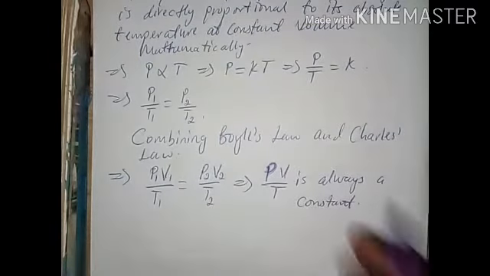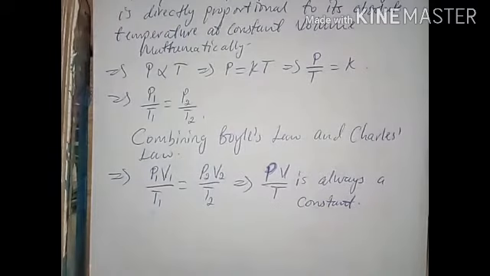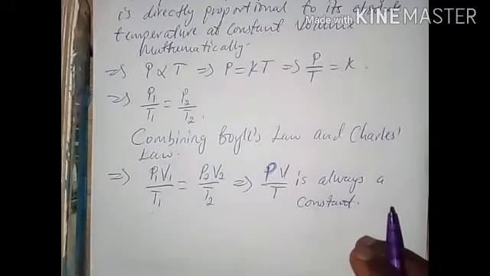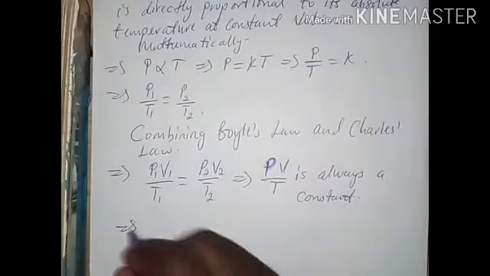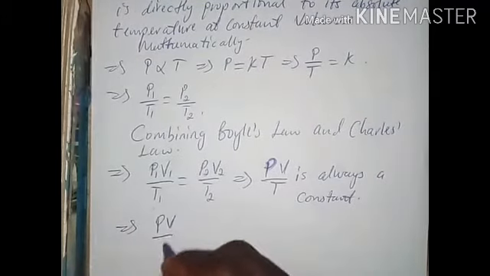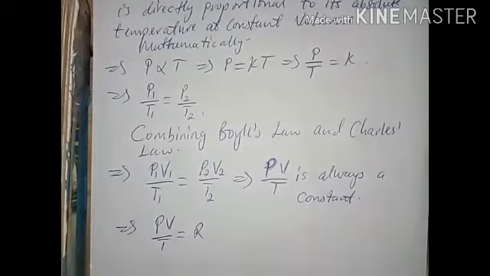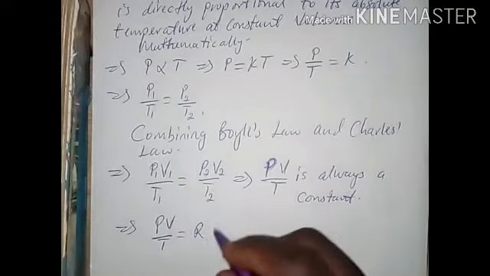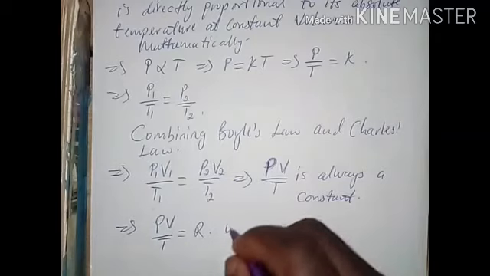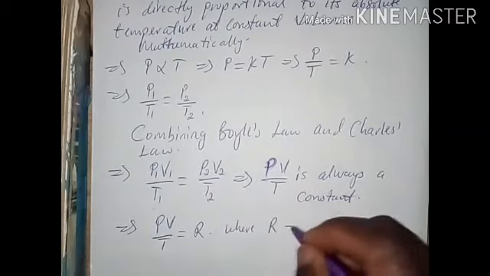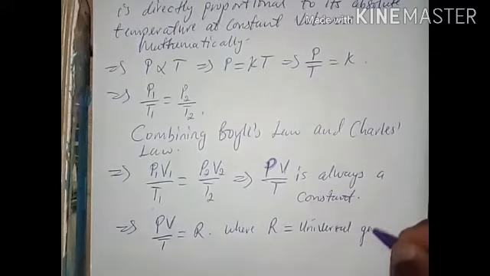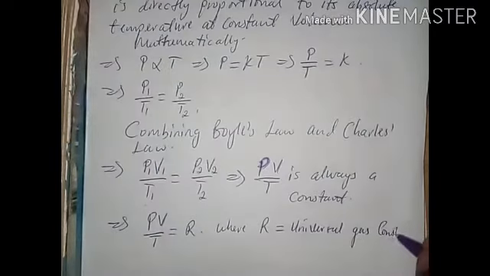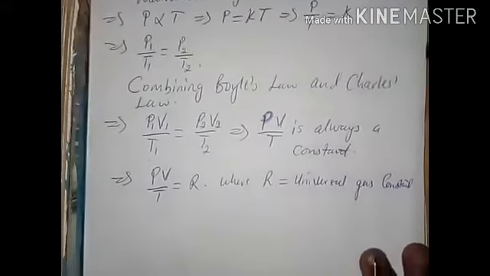You can see that this is always a constant, and this constant is given as R. This implies that pressure times volume over the temperature equals R, and this R is known as the universal gas constant. R is equal to the universal gas constant.